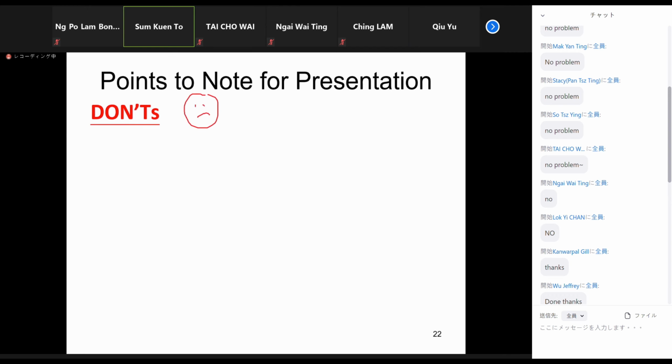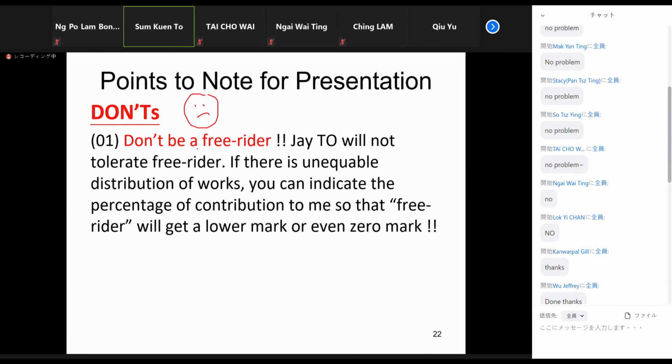Number 1, don't be a free rider. I will not tolerate free riders. You need to fill the form talking about how much you contribute. If you have a lower percentage, then a lower mark or 0 mark will be given. We all work together as a team. You need to have a good team spirit.